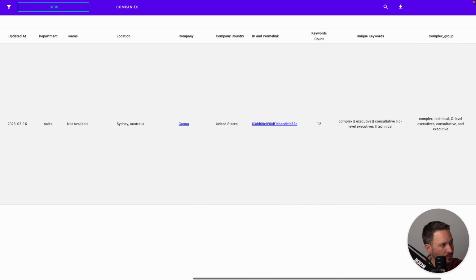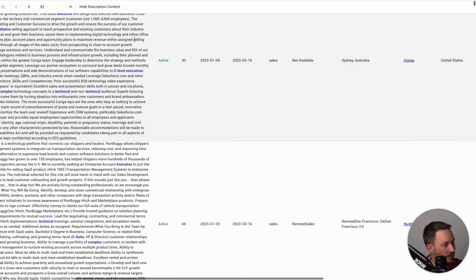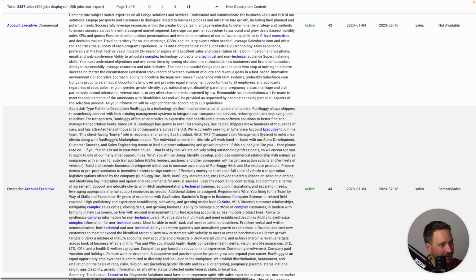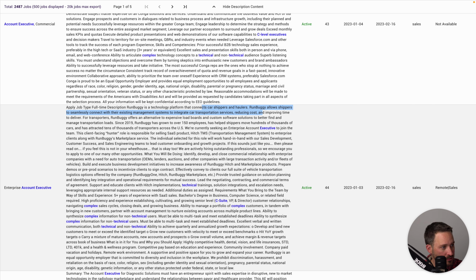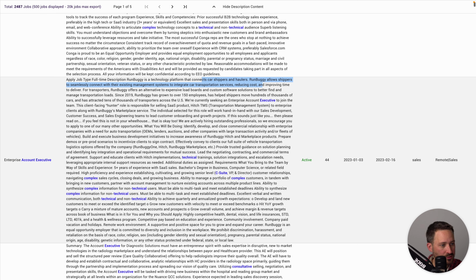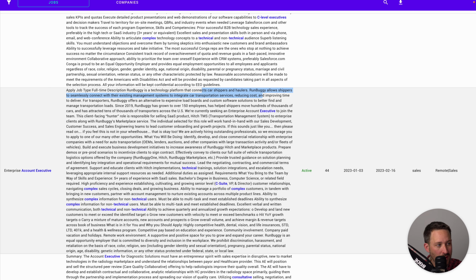12 words, complex, C-level. And let's look at another one, Runbuggy. That's a funny one. Technology, car shippers and haulers. Seamlessly connect. Okay, let's see. Technical training solutions, C-suite, complex customers, complex information, complex sales cycle, non-technical users, both technical users. Wow. Okay, so this enterprise account executive has to have a lot of capabilities here.